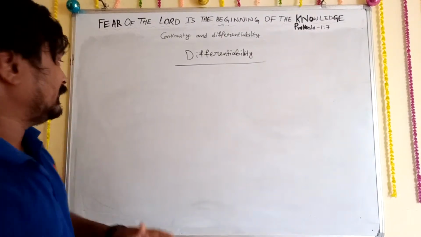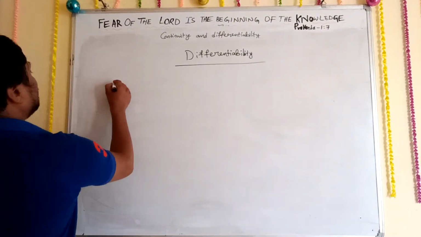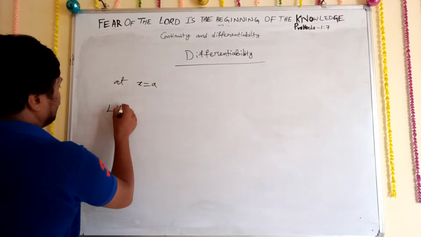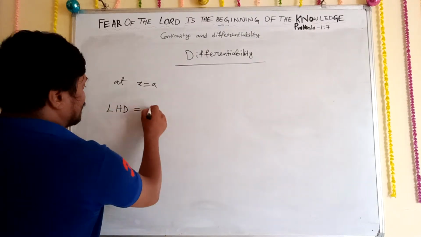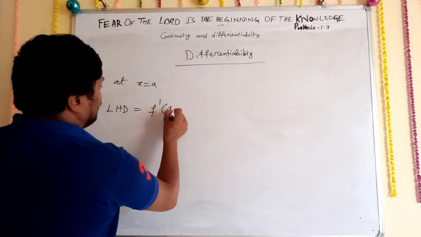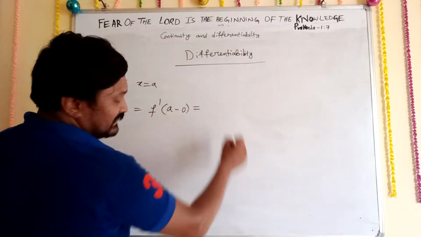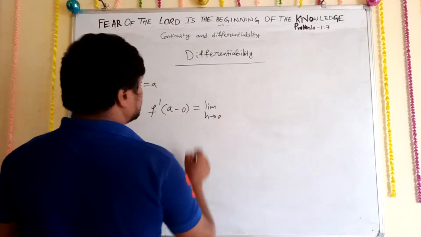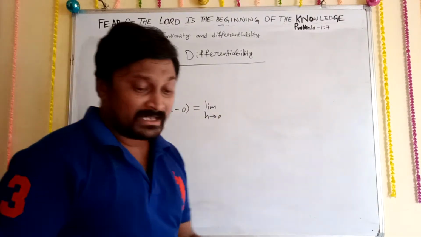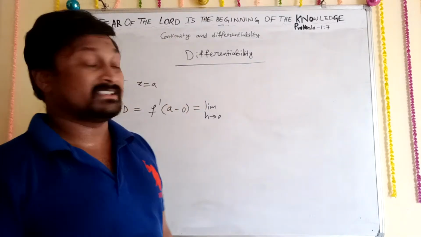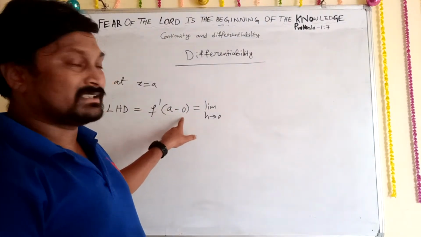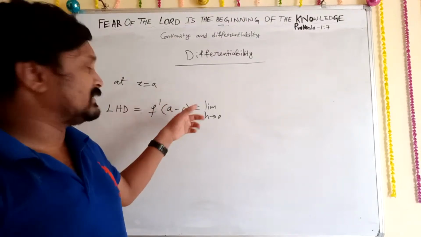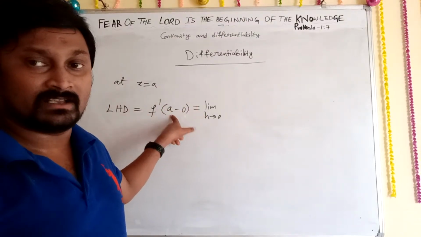Now observe carefully. At x equal to a, the left hand derivative, we can write f dash of a minus 0, is equal to limit h tends to 0. Here the formula is different. You have to remember what the formula is. Instead of a minus 0 or a plus 0, you can write only f dash of a also, no problem.